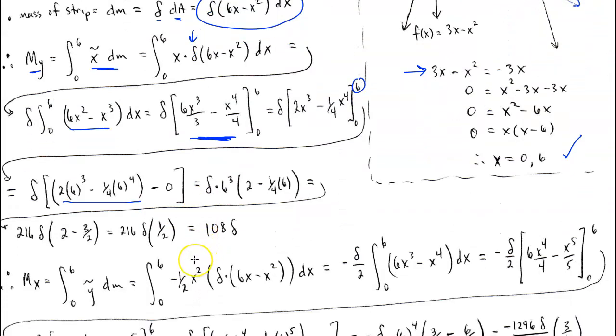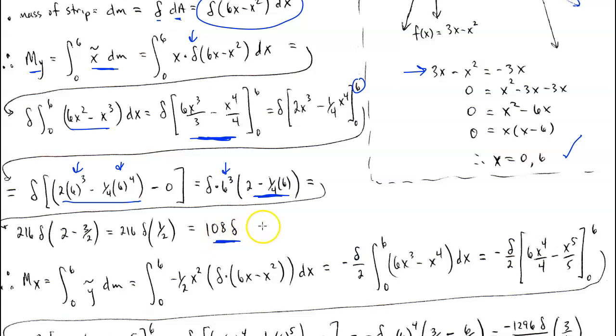From that point, what I did here is, since I had 6 raised to the 3 here and 6 raised to the 4, I knew that both terms had a common 6 raised to the 3 in them, so I factored that out. And I'm going to figure out what the rest of this is. I see that 2 minus 6 over 4, or 3 over 2, just ends up being 1/2. And I know that 6 raised to 3 ends up being 216. And so half of 216 is 108. So the moment about the y-axis just ends up being 108 times the density.